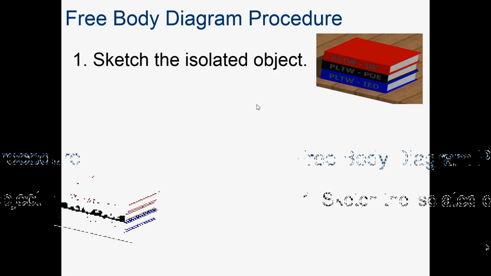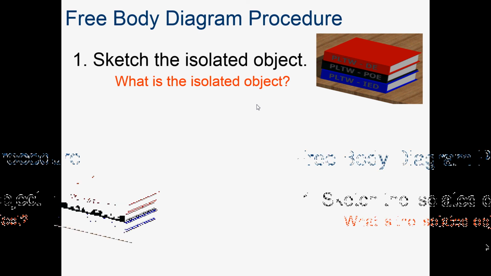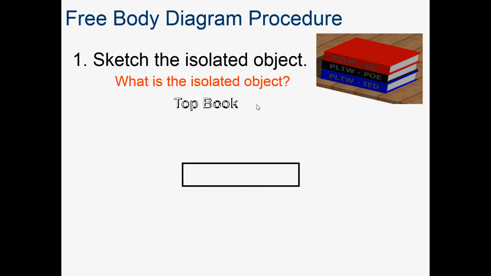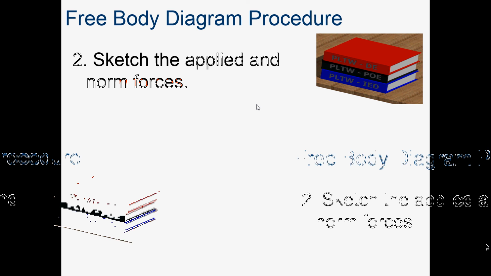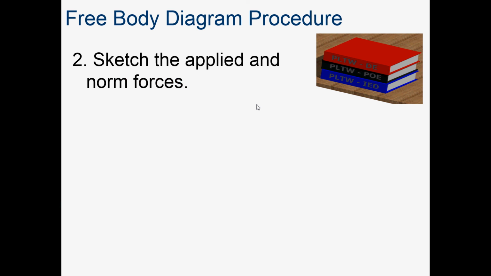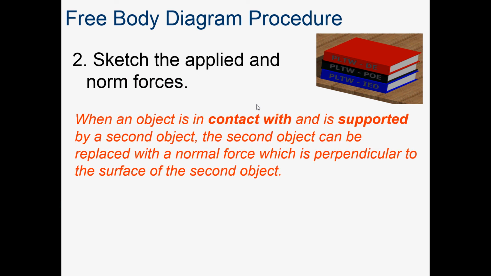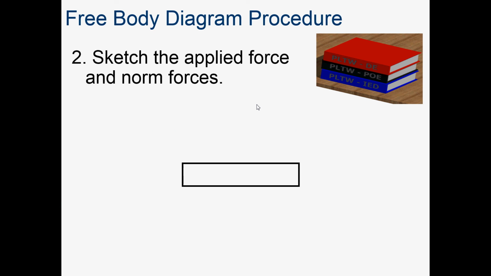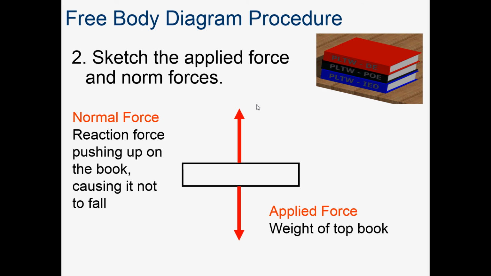So, first step to making a free body diagram, we sketch the object. There's our quick sketch of our book. We'll just make a rectangle. And then we're going to apply arrows to show us the forces. So, we're going to say that the weight of the book itself is pulling down, and the book underneath of it, the black book there, is pushing back up.